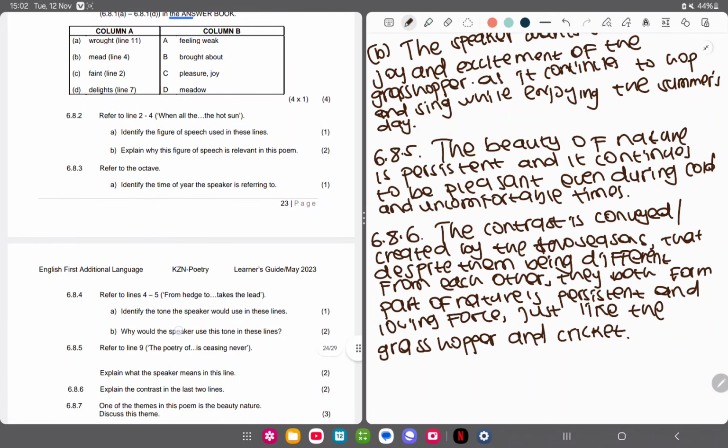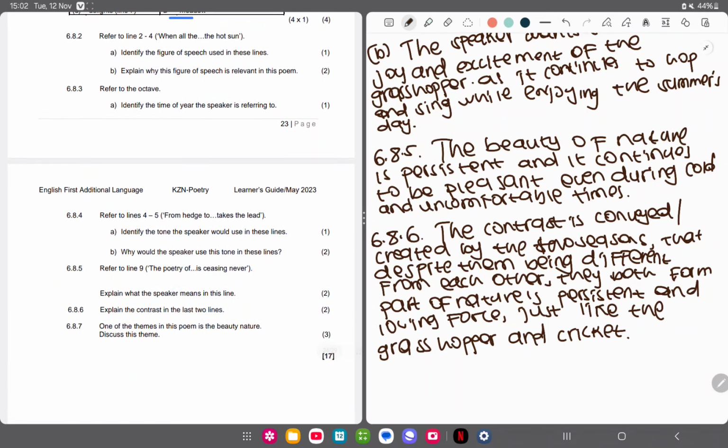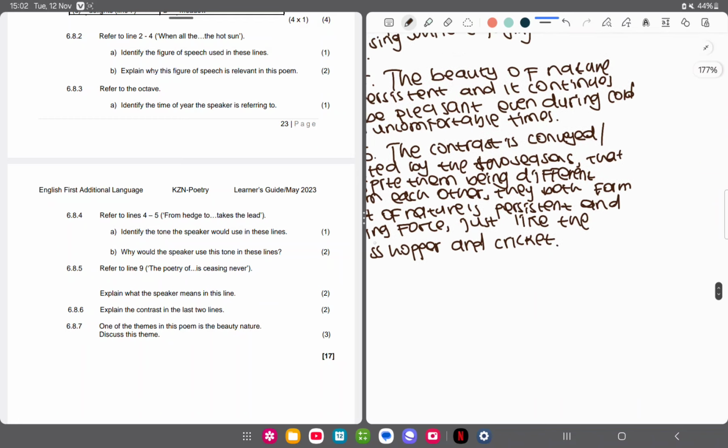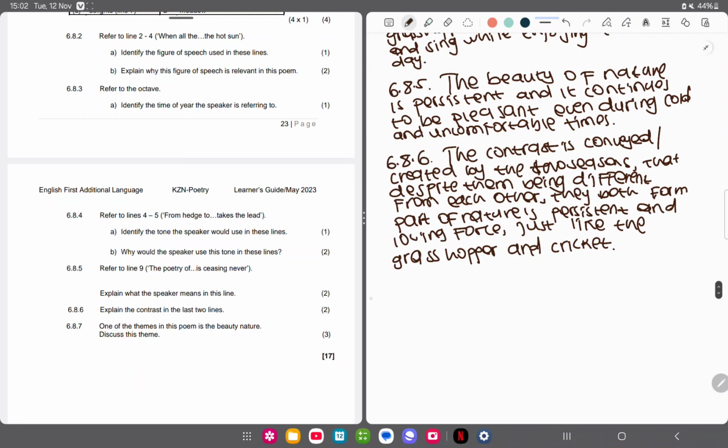Okay, now let's move on to the last question. It says, one of the themes in this poem is the beauty of nature, discuss this theme. 6.8.7. So the theme of the beauty of nature is conveyed by the grasshopper and the cricket. So we can say that the speaker describes nature as beautiful.